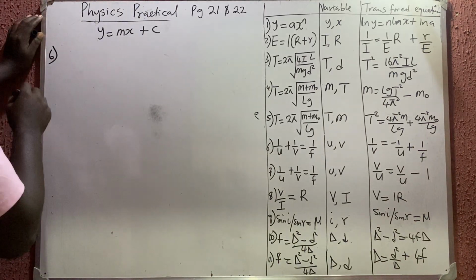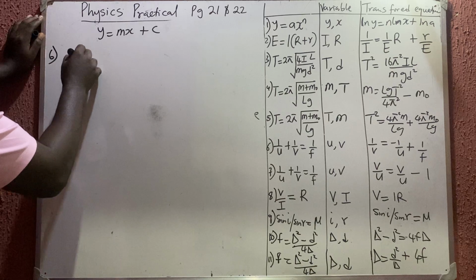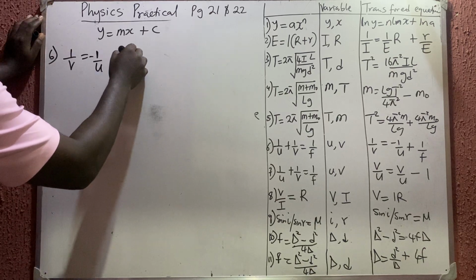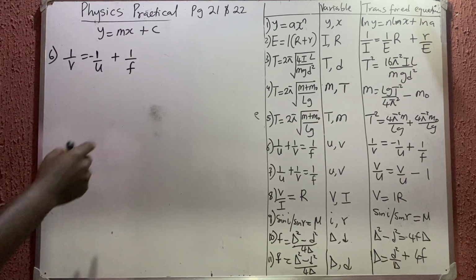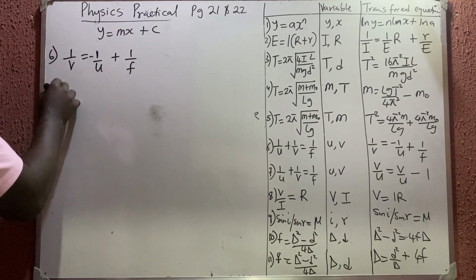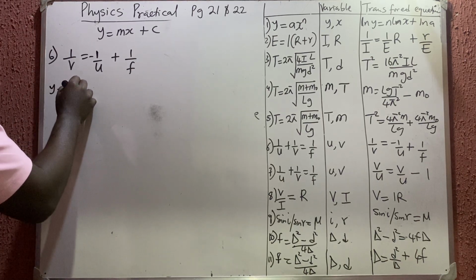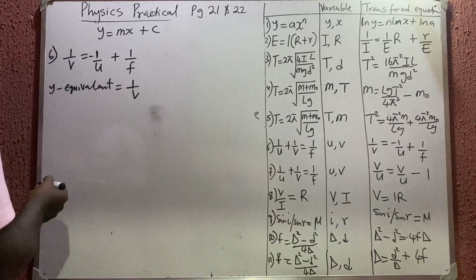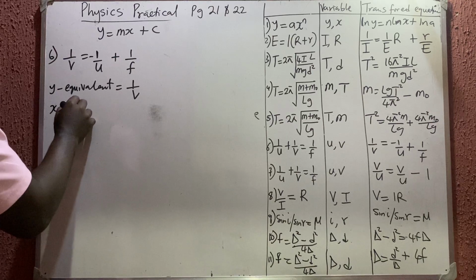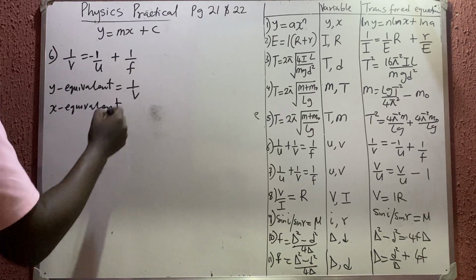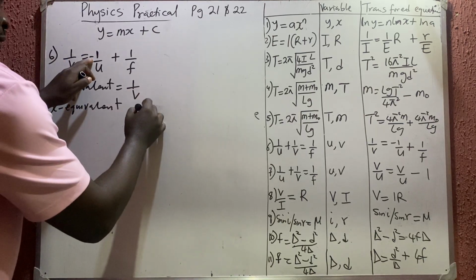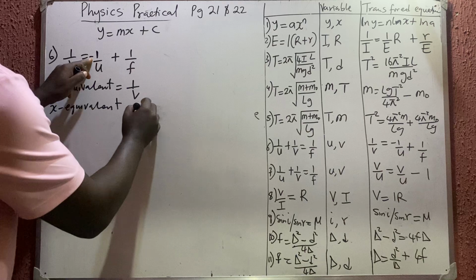For question number 6, the transformed equation is 1 over v is equal to minus 1 over u, then plus 1 over f. Okay, now if you look at this, you see that obviously your y equivalent will now be what? 1 over v, right? X equivalent. So what do you think that x equivalent will be? Tell us in the comment section. Let me give you 1 second. Is it going to be minus? No.